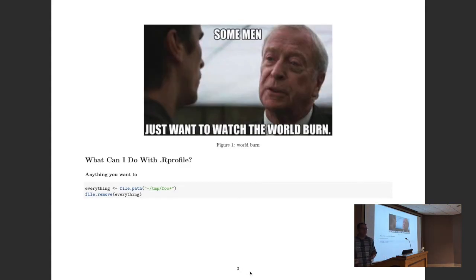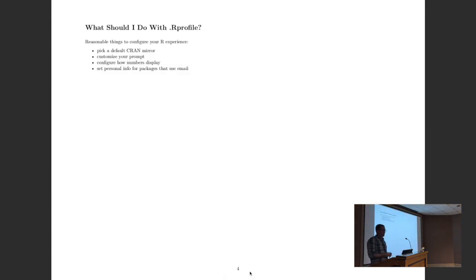So what can you do with Rprofile? Anything you want to do in R. That doesn't mean that it's a great idea. So what should you do with Rprofile? For a start, we talked about configuration, things like picking a default CRAN mirror. Anybody who's just installed and fired up R, it's going to ask you what kind of CRAN mirror you want to connect to. These types of things can be set up to get out of your way. You can customize the prompt, so literally the REPL shell prompt, just like you can with a bash shell or other Unix command line shell. You can configure how numbers display. This is a common one that I like to set up right away. And set any personal info for packages that you use, packages that require an email or that you put a name in.